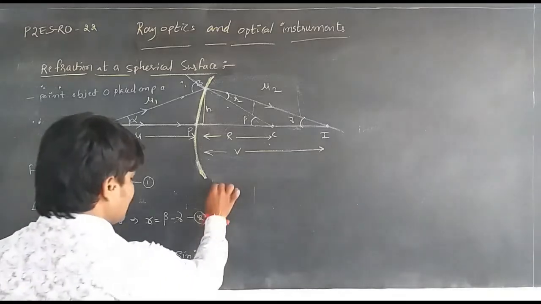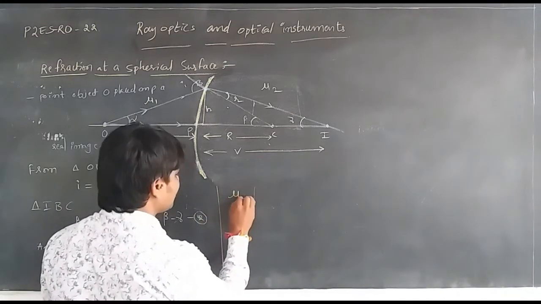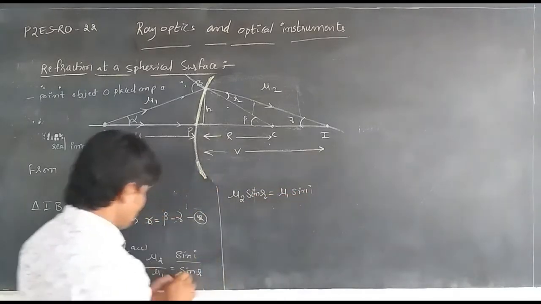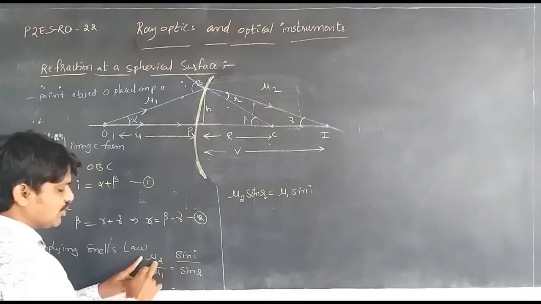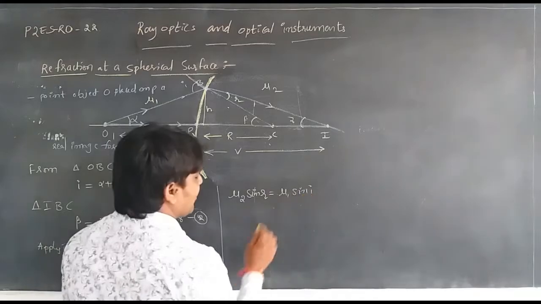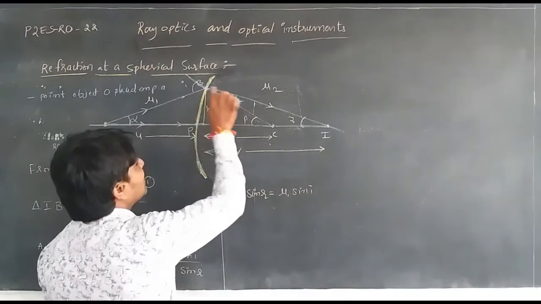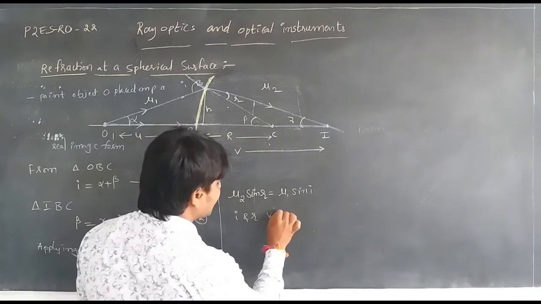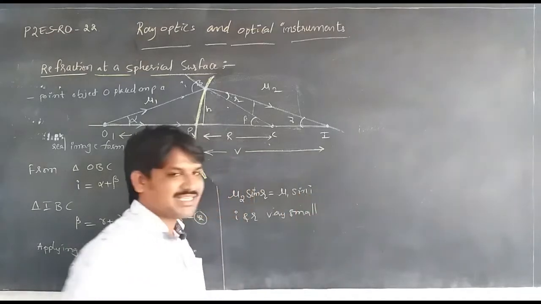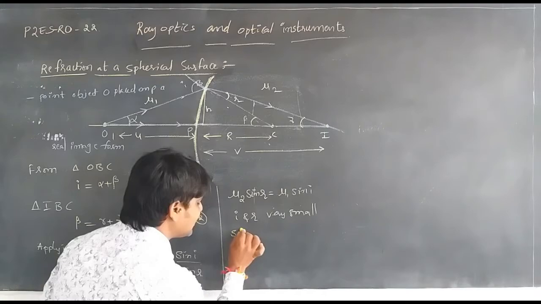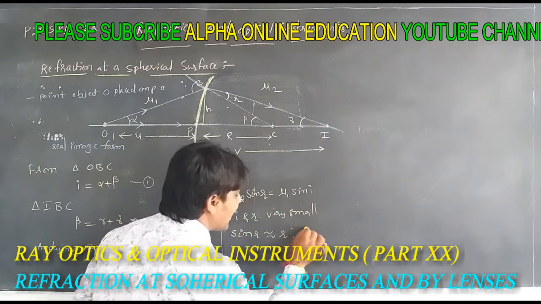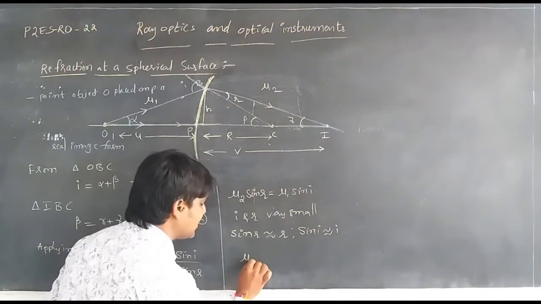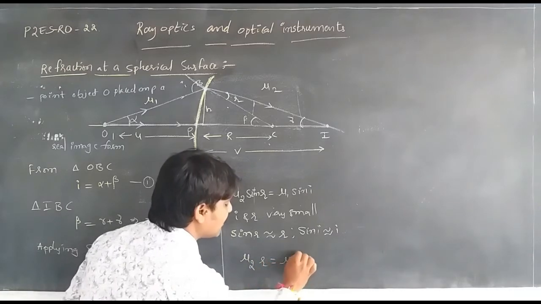By cross multiplying, we get mu2 sine R equal to mu1 sine I. But we know that the incident and refracted angles are very small, so sine R is nearly equal to R, and sine I is nearly equal to I. Substituting this, we get mu2 into R equal to mu1 into I.